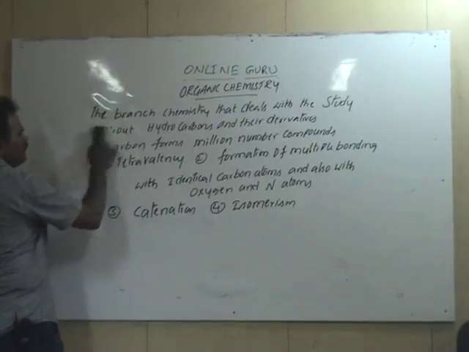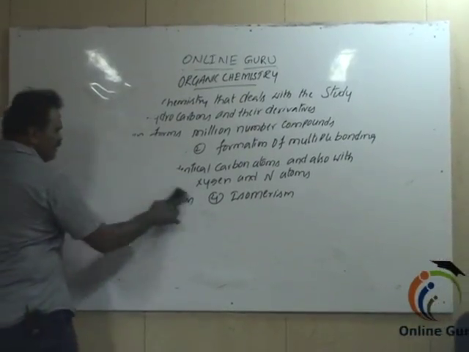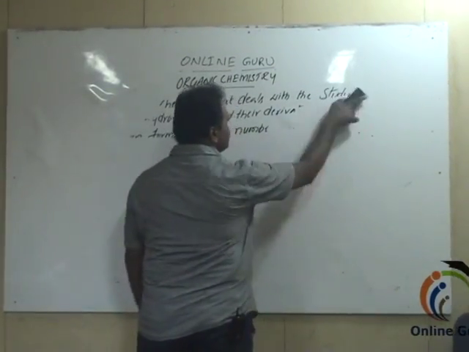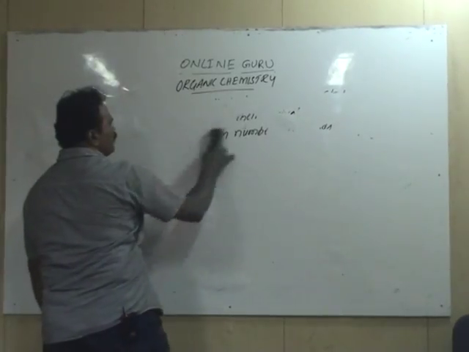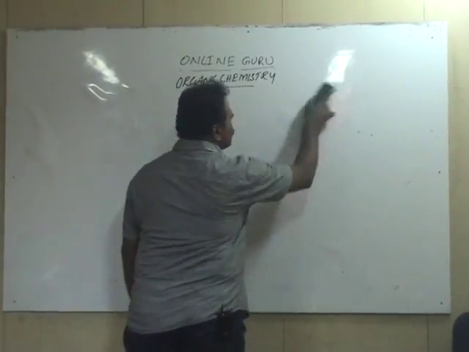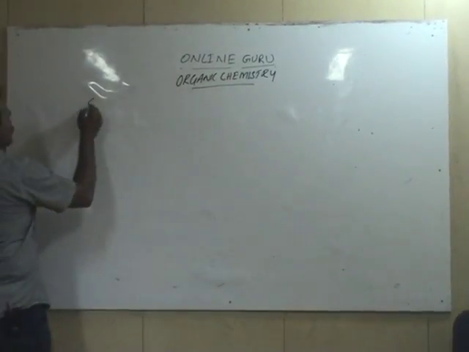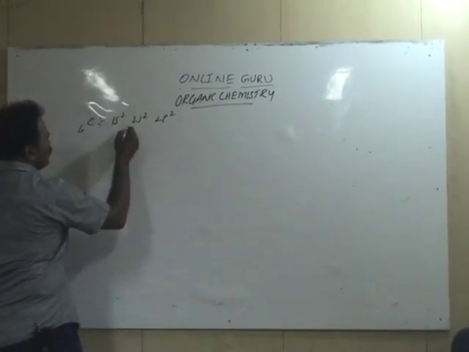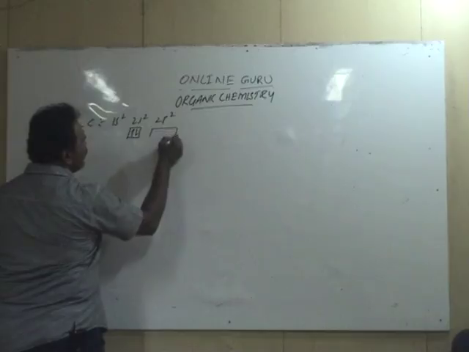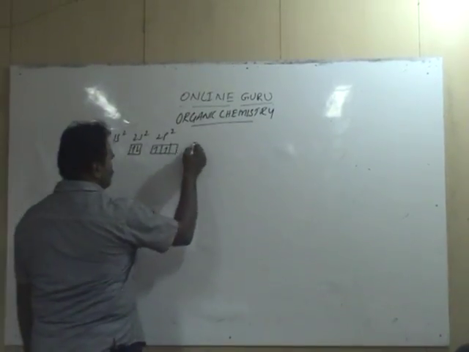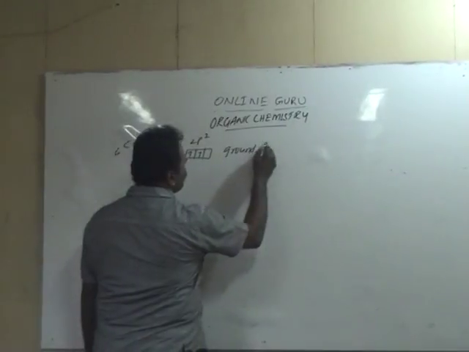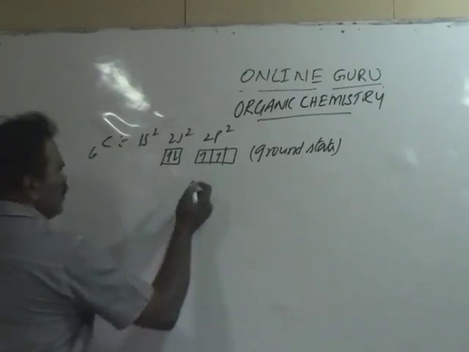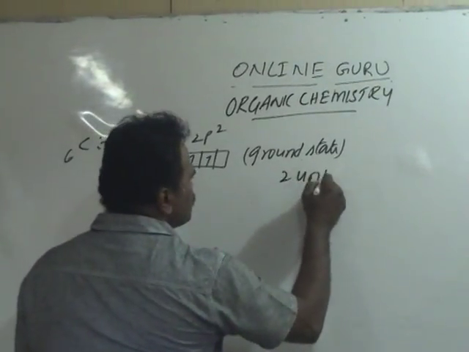Now we are going to discuss what is meant by tetravalency, and how carbon possesses tetravalency. The atomic number of carbon is 6, whose configuration is 1s2, 2s2, 2p2. 2s2 means it is completely paired, and 2px1, 2py1, 2pz1. This is the ground state configuration of carbon. We observe that the ground state configuration has two unpaired electrons.